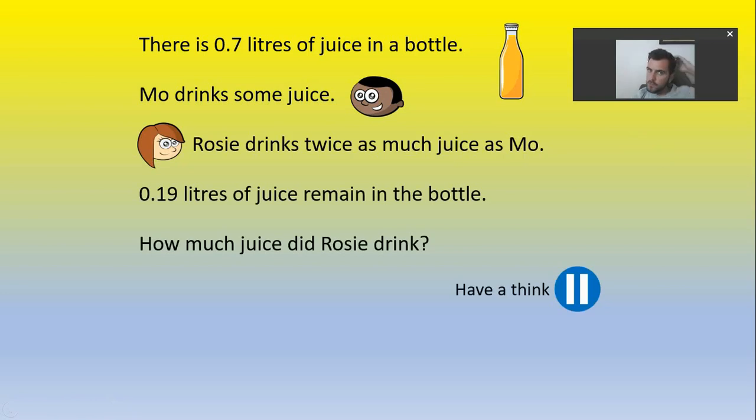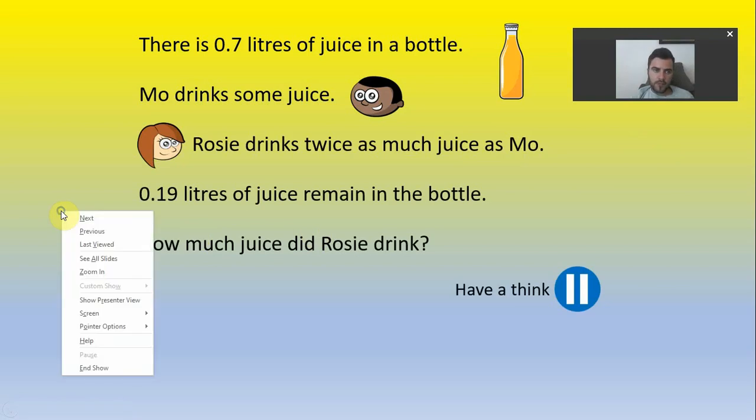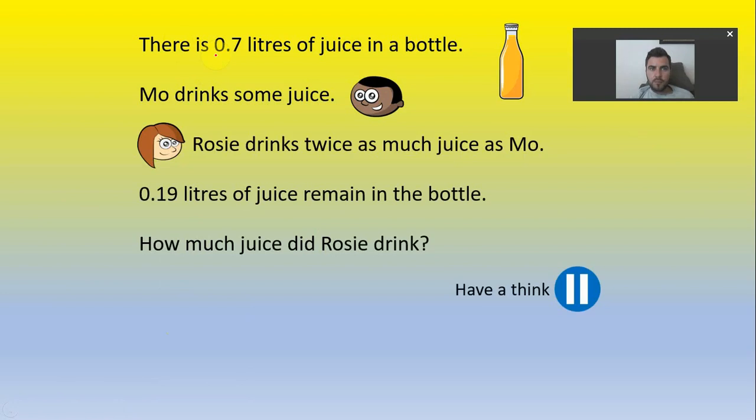So I'll read that to you one more time, and we'll underline the important information from this question. So there are 0.7 litres of juice in the bottle. Okay, we'll underline that, that's really important. We need to know how much it was to begin. Mo drinks some juice. Rosie drinks twice as much juice as Mo. In other words, she drinks double the amount that Mo does. 0.1 litres of juice remain in the bottle. How much did Rosie drink?